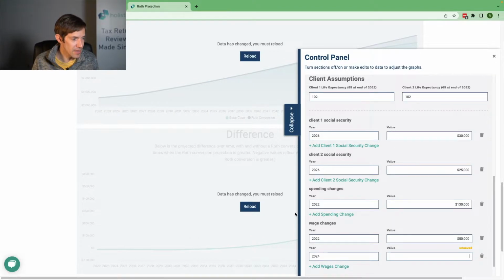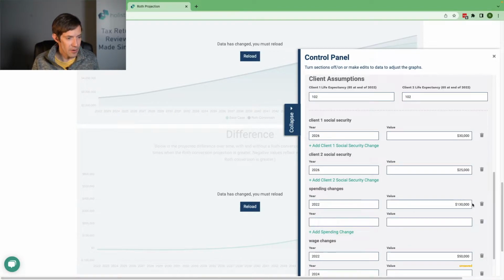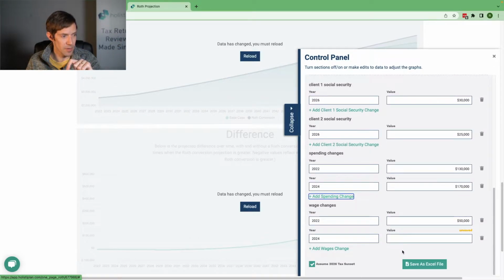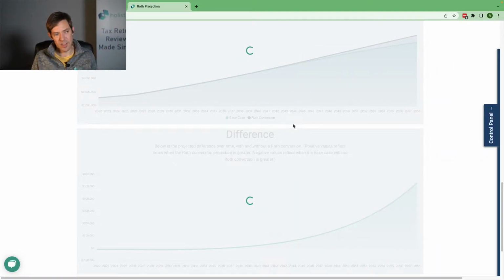And let's look at spending too. Let's say that, yeah, they spend $130,000 today, but when they retire, they're looking to do a lot of travel. And so we're going to say $170,000. And again, we're putting in today's values, and then it will inflate those numbers for us based on the inflation assumption we've entered. All right, so it's rerunning it now, and in a second we'll see it finish.